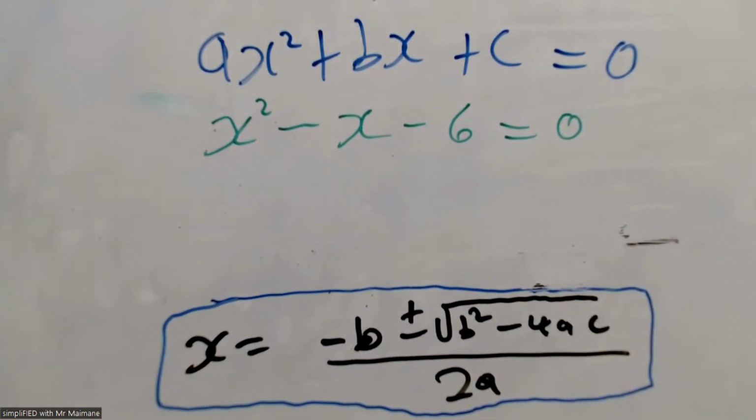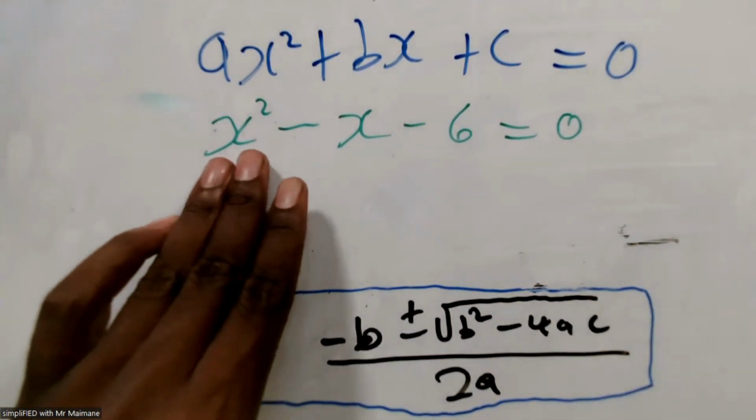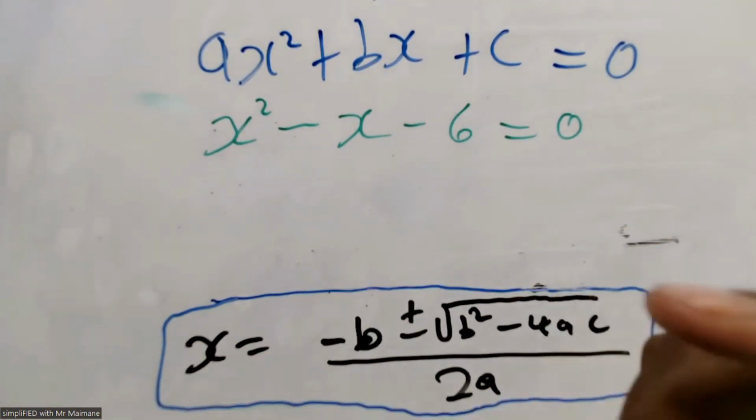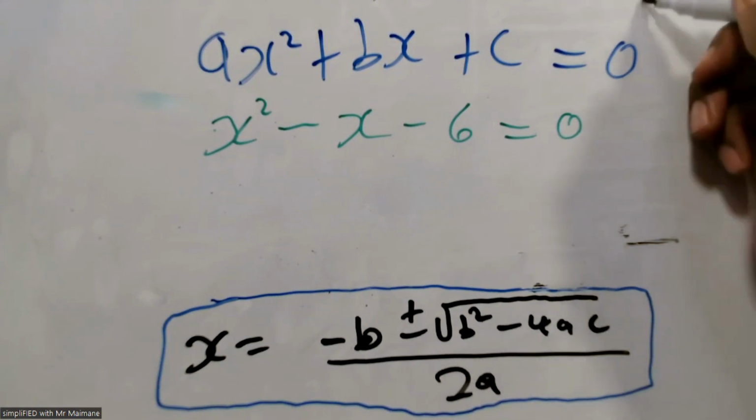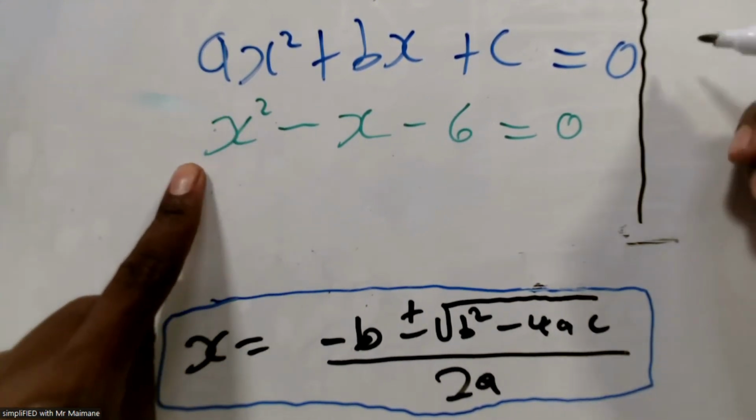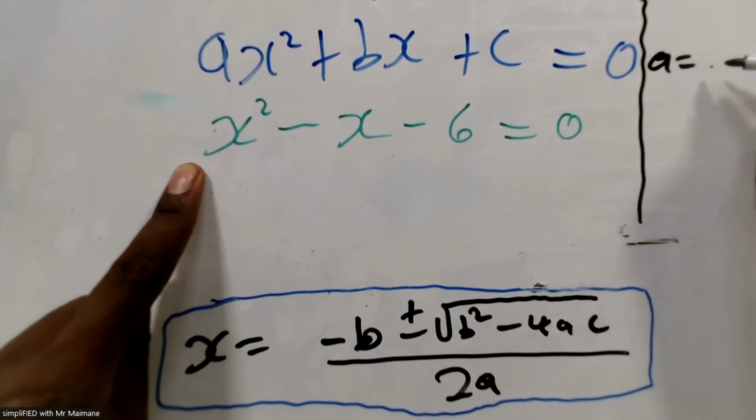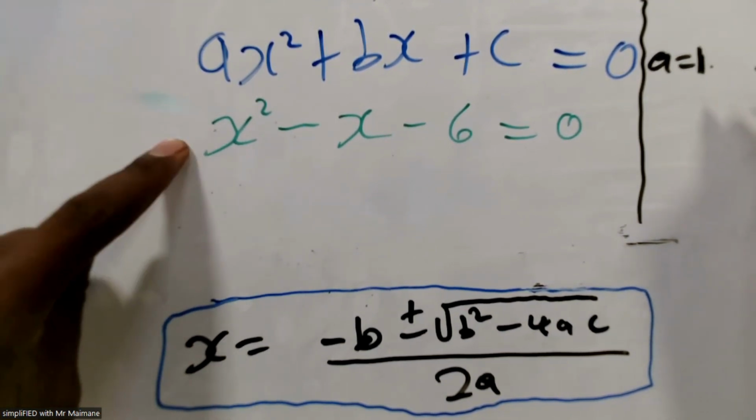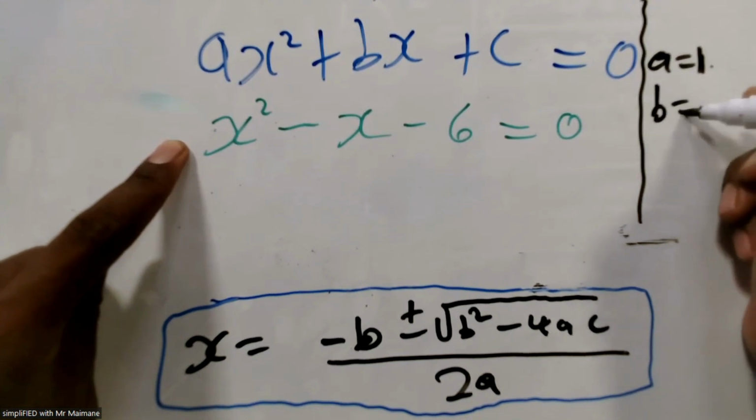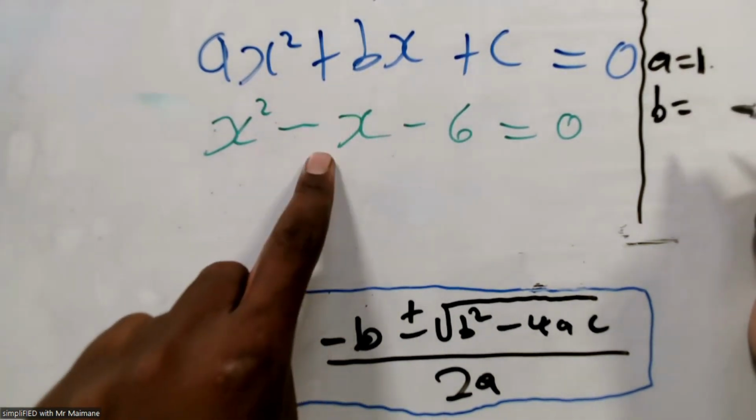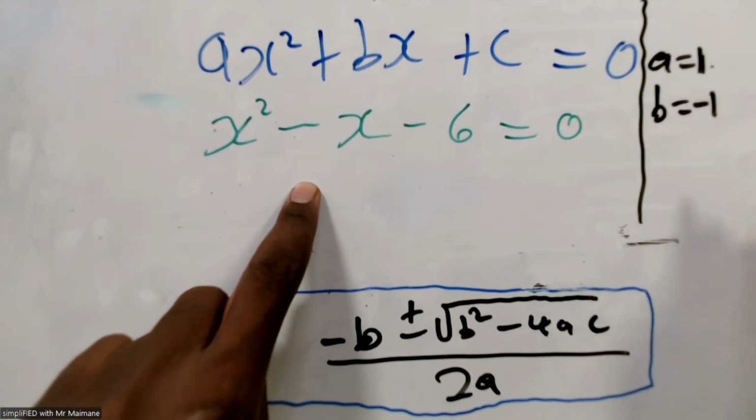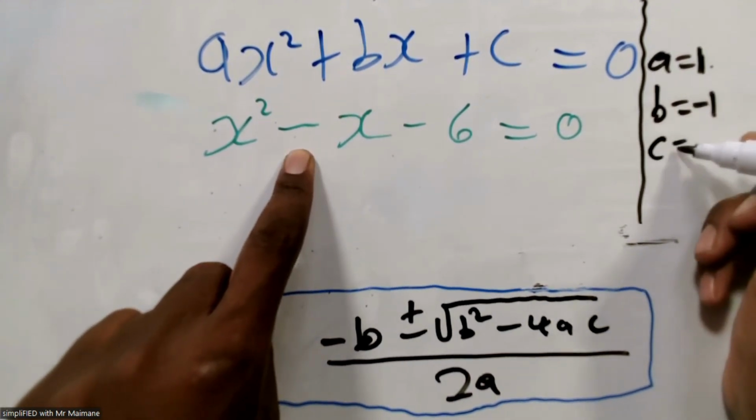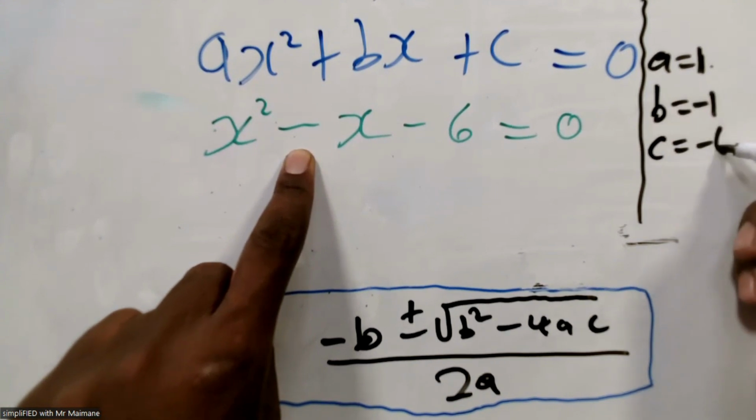Is equals to 0. Suppose we have x squared minus x minus 6 is equals to 0, right? From here, anyone can see that the value of a is equals to 1, because from this, the value of a is 1. The value of b, which is attached to x, is going to be minus 1, because we can see that what is attached to x is a negative number, and the value of c is minus 6.